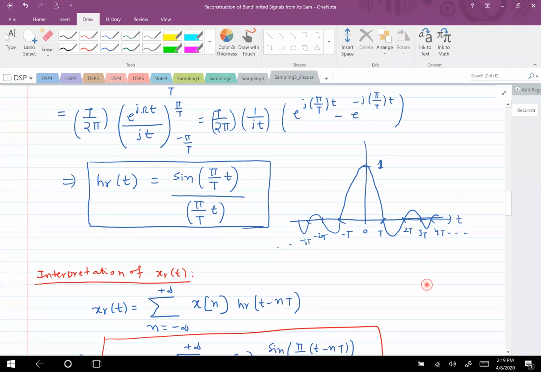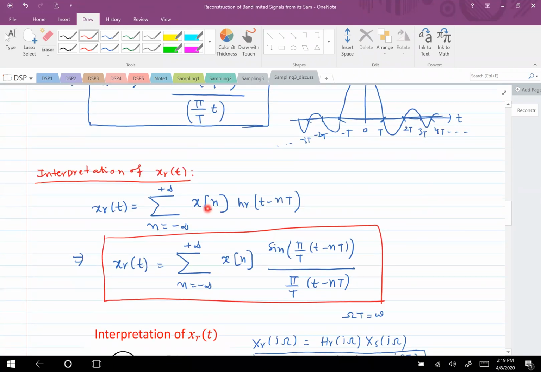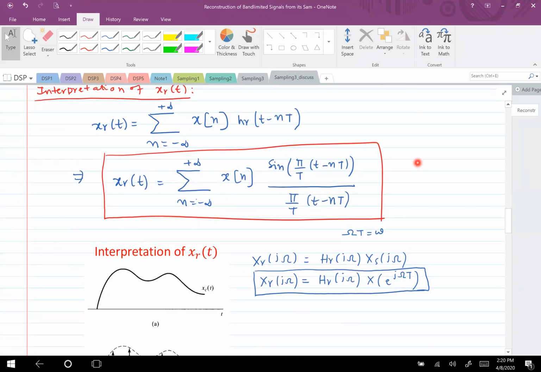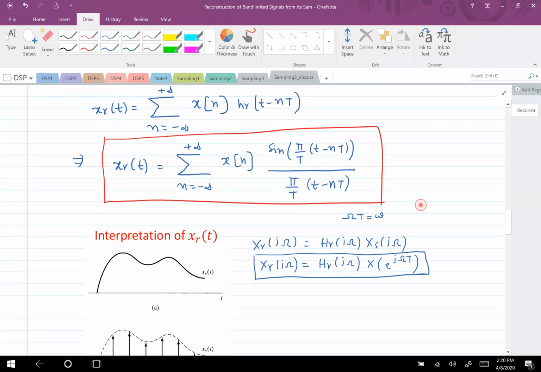So that's HR of t, right? This is the expression we have already obtained. XR of t is nothing but the sum over n varying from minus infinity to plus infinity, x of n multiplied with HR of t minus nT. So you have HR of t there. In place of t, you substitute t minus nT. You will end up with the expression that XR of t equals the sum over n equal to minus infinity to plus infinity of x of n into sine of pi by T into t minus nT, divided by pi by T into t minus nT. So this is the expression for it.